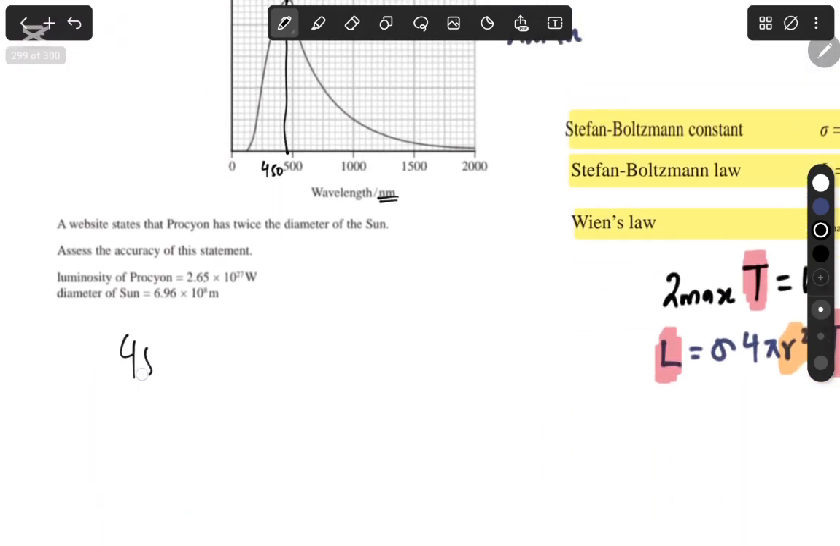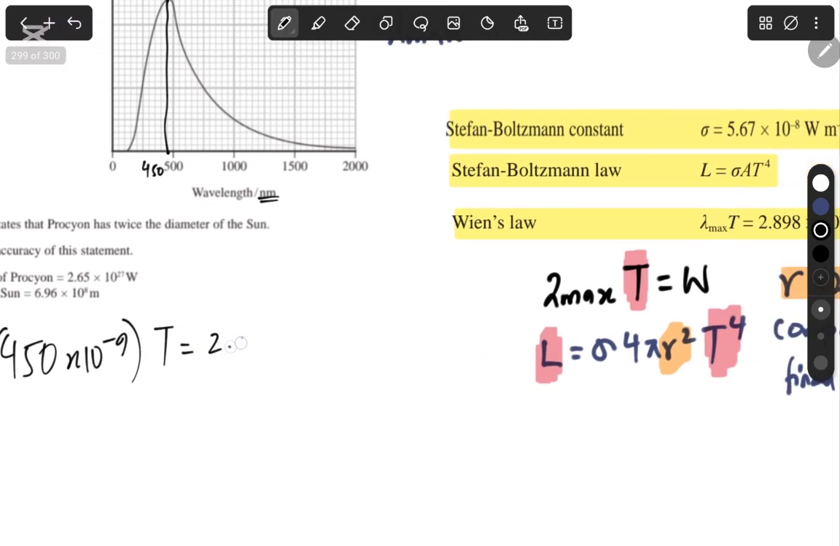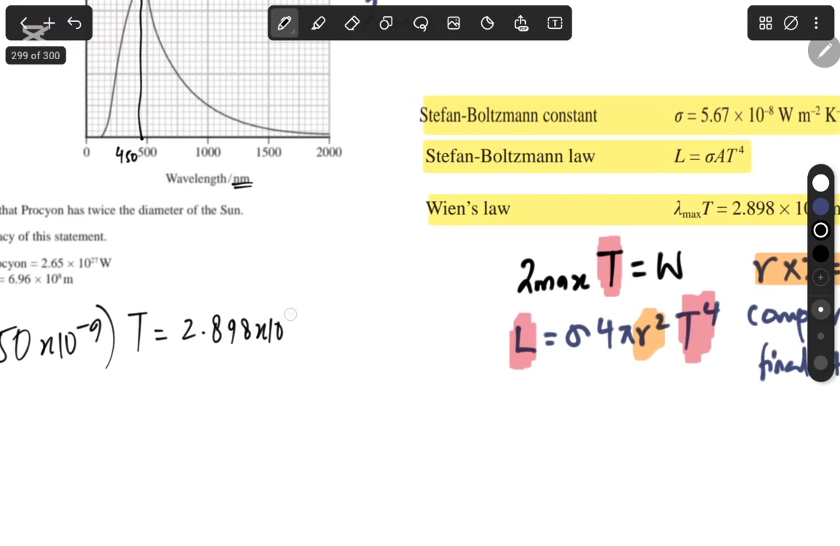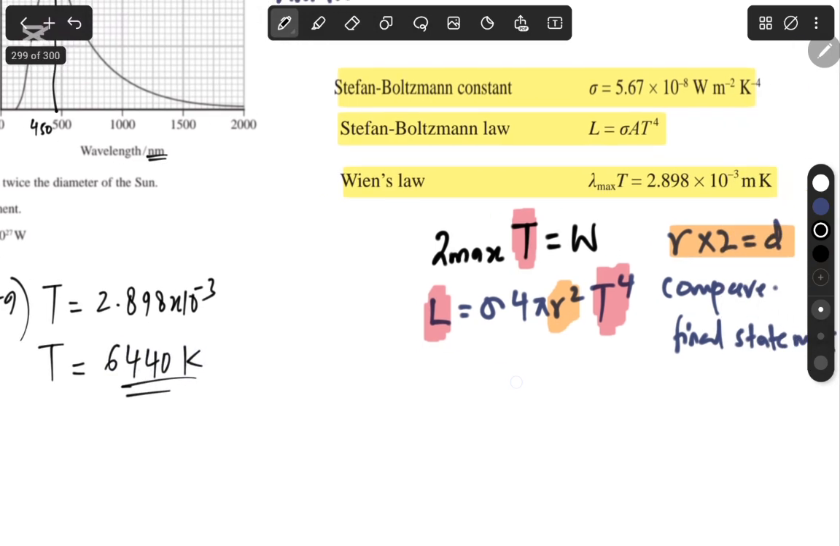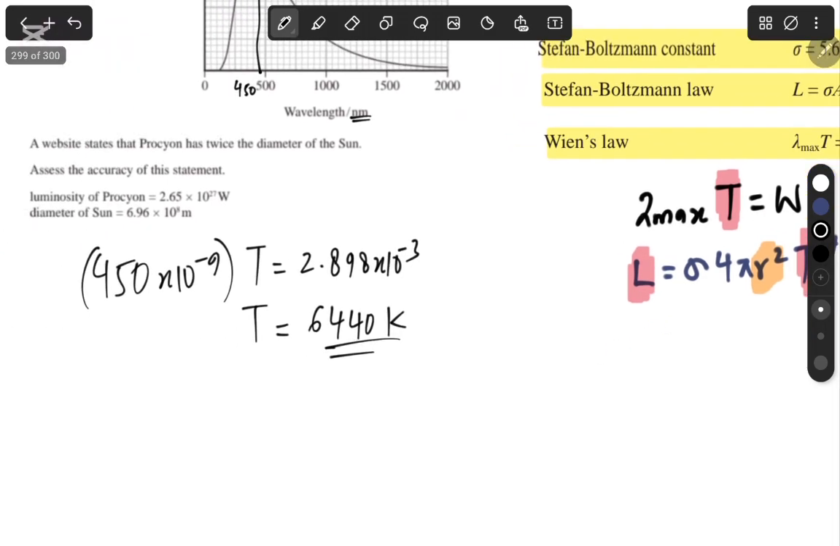So we're going to plug it in: 450 times 10 to the power of minus 9, and then temperature is equal to, this value is 2.898 times 10 to the power of minus 3, and that gives me a temperature value of 6,440 Kelvin. Now I'm going to plug that into the formula. They've given me the luminosity right over here: 2.65 times 10 to the power of 27.